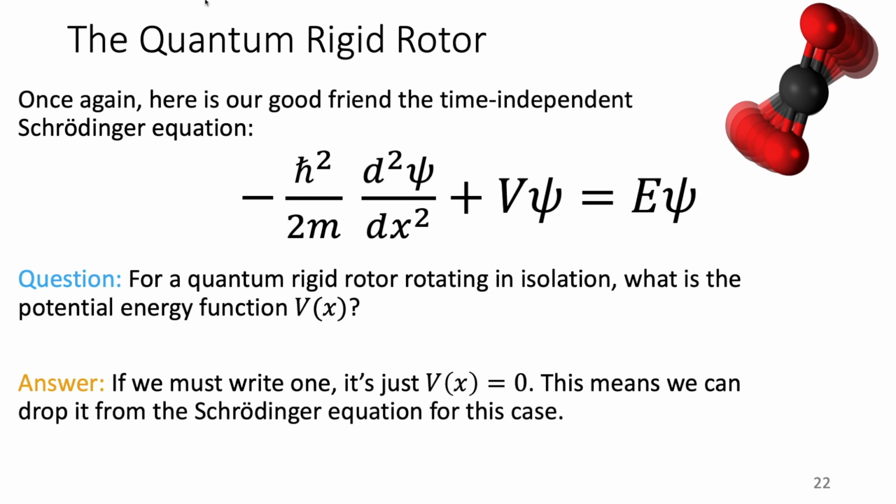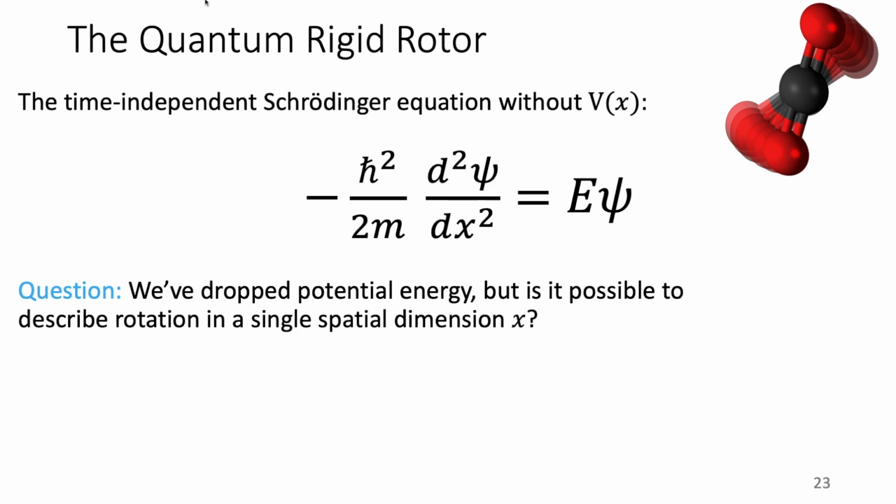Because this is just a rigid rotor. It's rotating in space. We're not saying that there's some field modulating it in some way. It's just a freely rotating rotor, a quantum rigid rotor. So we actually don't need to care about the potential energy if we're only looking at a rigid rotor like this. We've dropped the potential energy term from our Schrödinger equation, but now let's look at our variables. Right now we have our one-dimensional Schrödinger equation in the dimension x. So is it possible to describe rotation in a single spatial dimension x? Think about that. Is it possible? Can I do that?